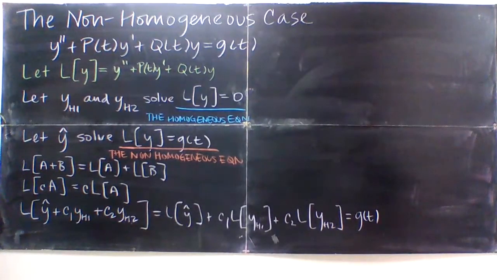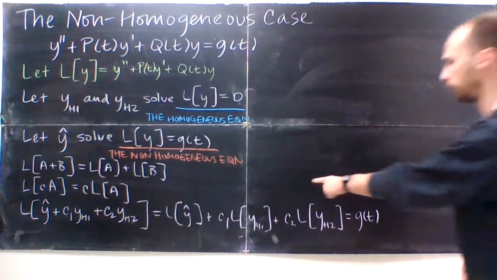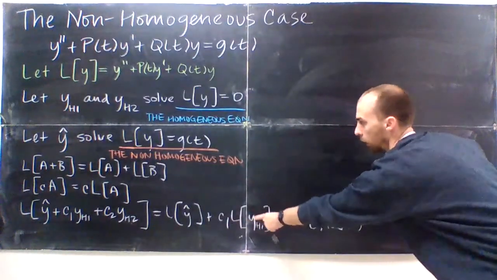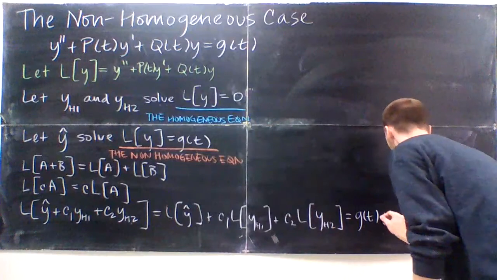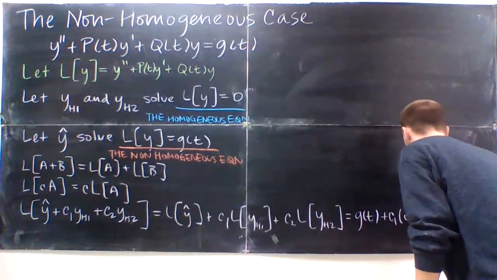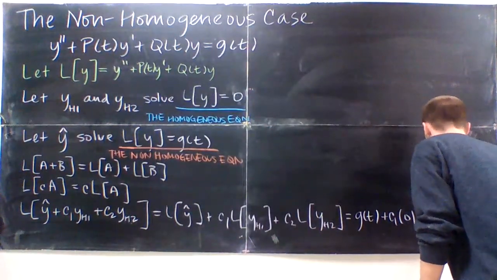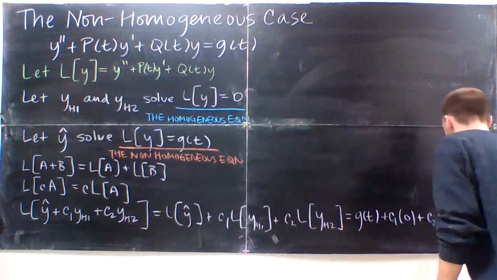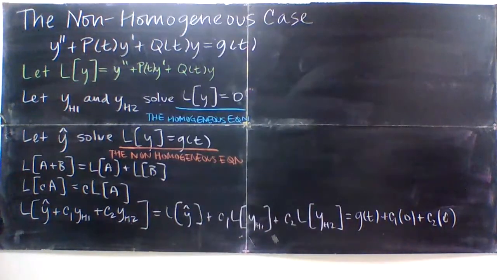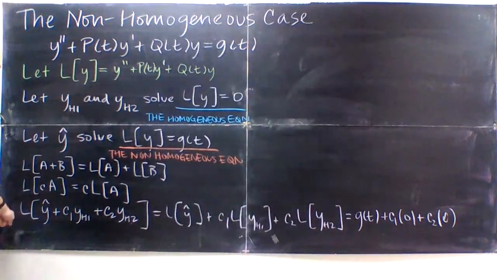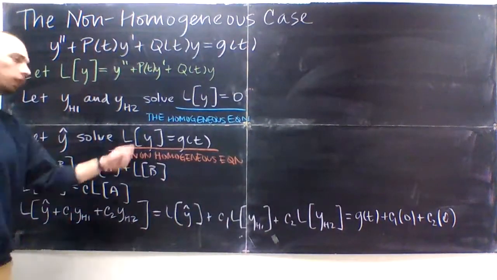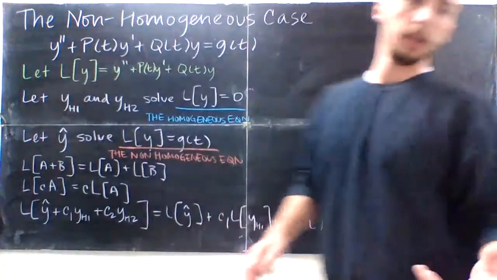And then, hold on, what's happening? Oh, yes, plus C1 times L of y h1 is going to equal 0. Plus C2 times 0, same. Okay, which means that that's equal to g of t. So that means that this thing here solves the red equation. Okay? That's what I'm saying.